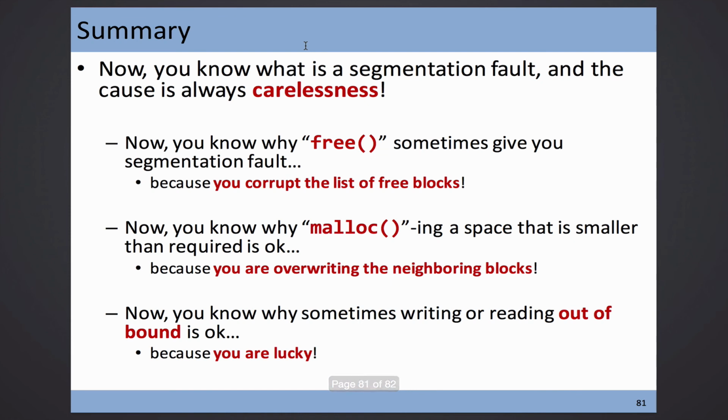So it all boils down to the fact that when you write a bad program in C, it's because of your problem. Okay, it's your problem. Now you know why freeing memory can cause a segmentation fault, because you corrupt the list of free blocks or the management structure in Malloc. Okay, and the Malloc space is smaller than the requirement.